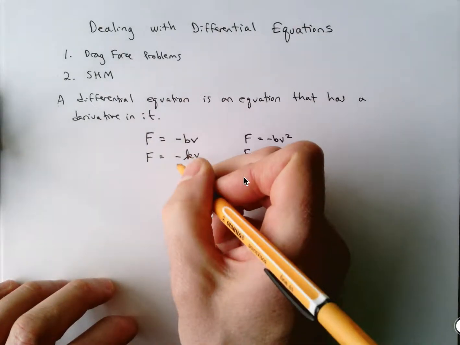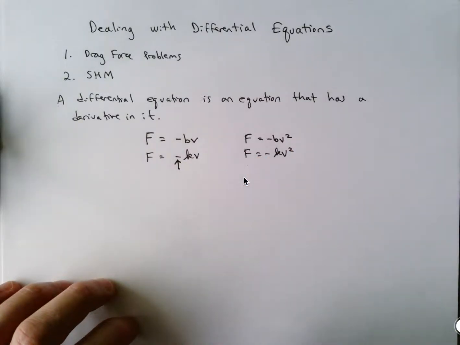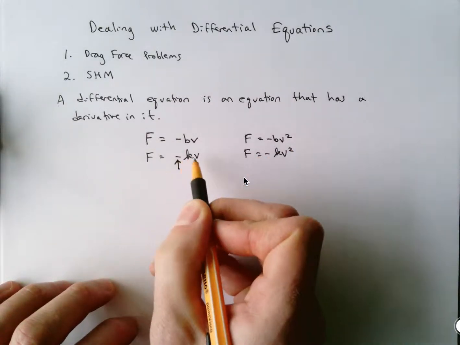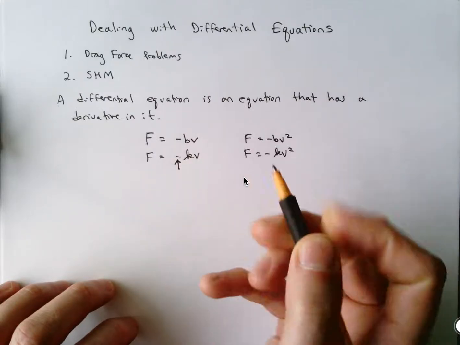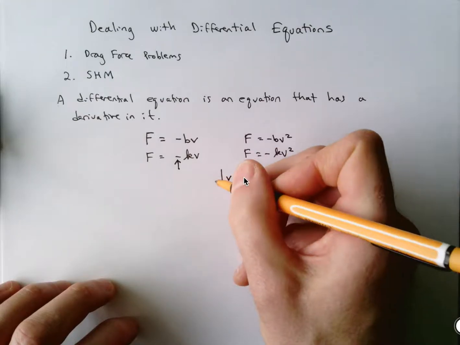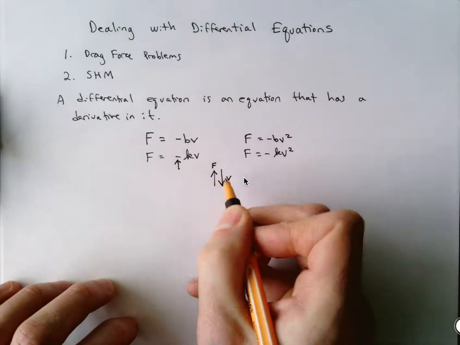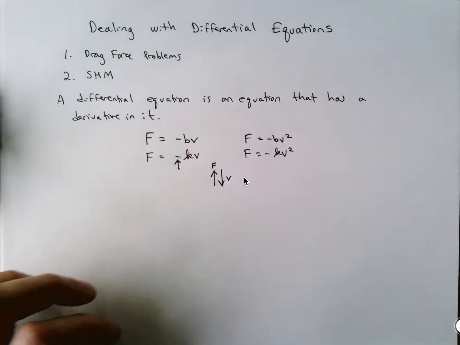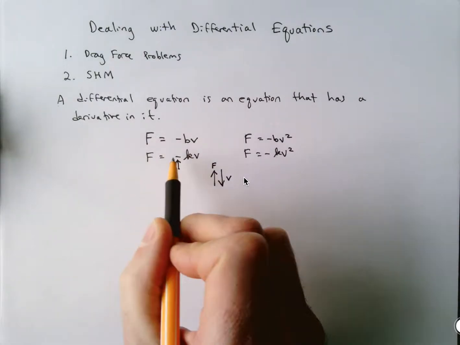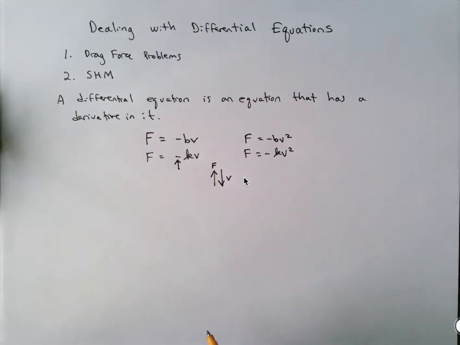By the way, the negative sign sometimes messes people up. The only thing that the negative sign means is that the force is in the opposite direction of the velocity. If you think about it, if something is falling, so the velocity points that way, the drag force on it is going to be upward. So the force is going to point that way. The force and the velocity are going to be in opposite directions. So it doesn't automatically mean that the force is negative. It just means that the force and the velocity are in the opposite direction of one another.